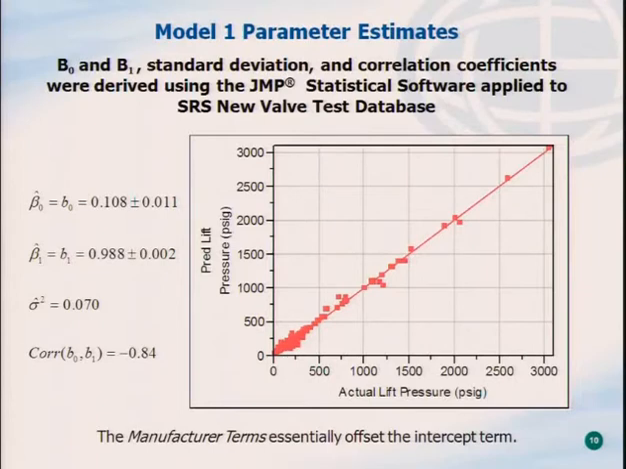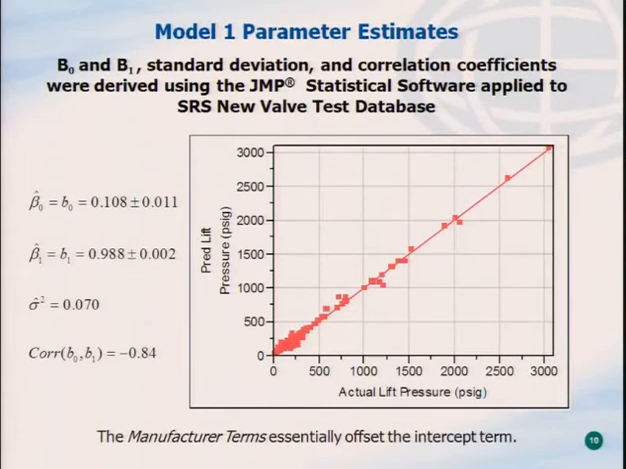And this shows performance of the model when fit to the used valve database. I have actual lift pressure on the x-axis, and I have predicted. And if I do have a good model, it's pretty much going to follow a straight line. I looked at this and said, yeah, I have variation about the line, but it's just natural variation. And I was able to estimate the unknown coefficients within the model.